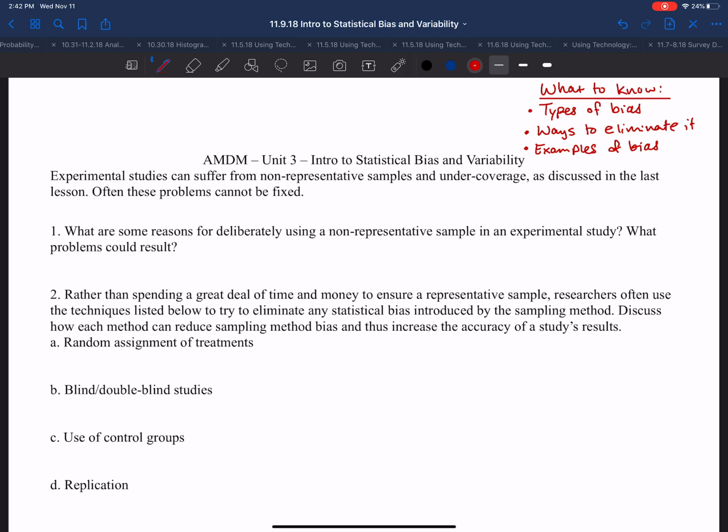All right, in this video, we're going to be talking about intro to statistical bias and variability. So experimental studies can suffer from non-representative samples and undercoverage, as discussed in the last lesson. Often these problems cannot be fixed due to different reasons, whether it be you not being able to control volunteers or not being able to control the type of people that you're asking. So what are some reasons for deliberately using a non-representative sample in an experimental study, and what problems could result?